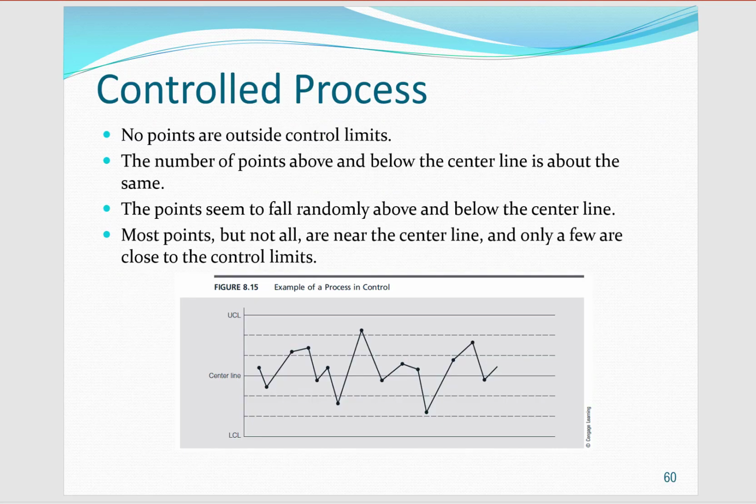So once the charts are formed, then you need to interpret them. So in here we have a controlled process. There are no points outside of control limits. The number of points above and below the center line is about the same. The points seem to fall randomly above and below the center line, and most points, but not all of them, are near the center line, and only a few are very close to the control limit. So this is in general a controlled process.